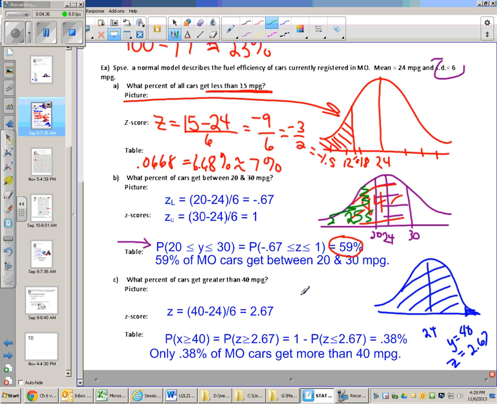A very, very small percentage, less than 1% of all cars get more than 40 miles per gallon, which kind of makes sense. I don't know too many people who get more than that. Although I'd say that maybe has changed now with the advent of more electric cars being purchased and on the road. This data does not reflect those new vehicles that we're seeing on the road.